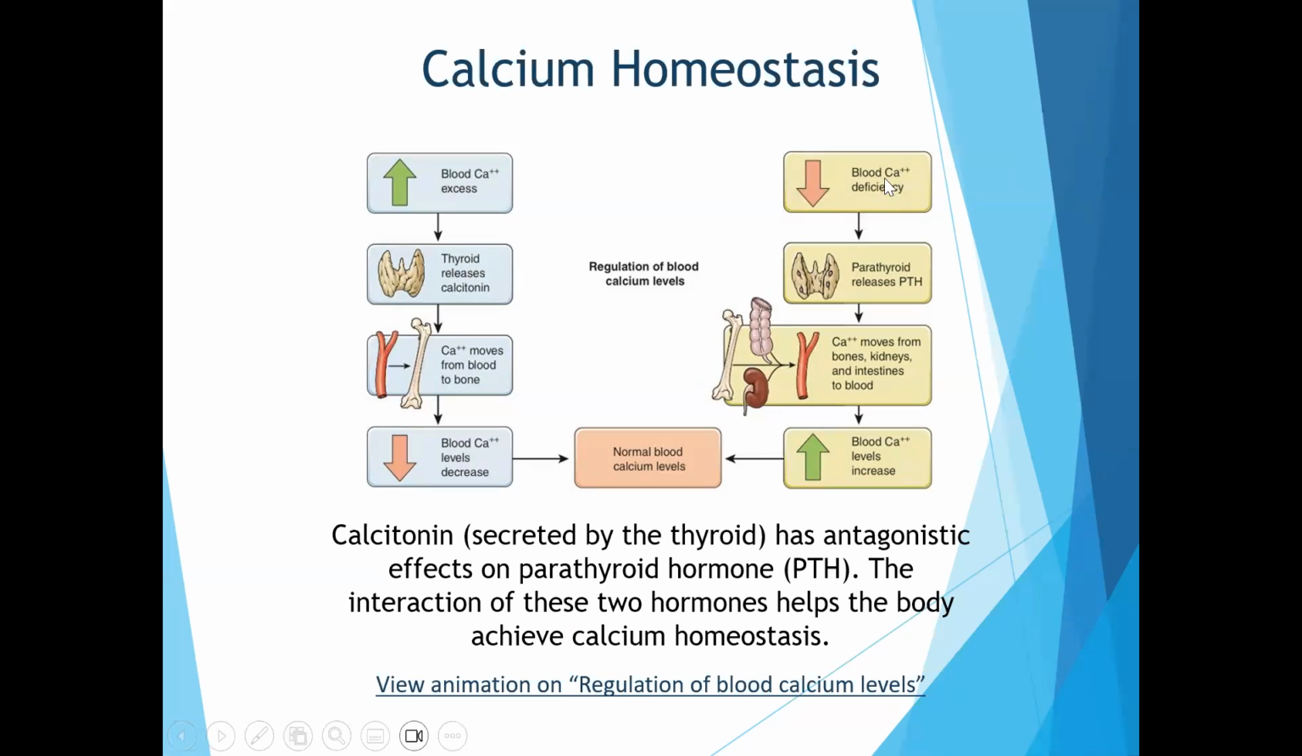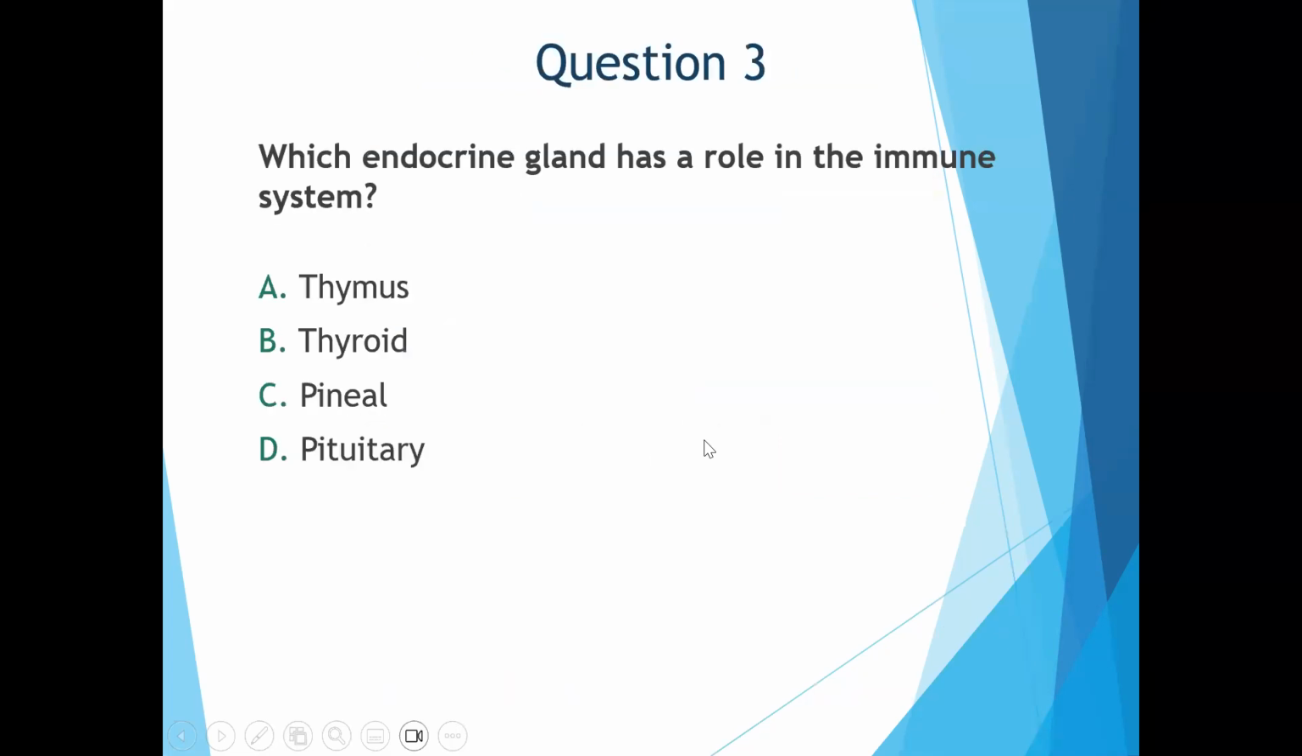If we don't have enough calcium in our blood, the parathyroid is going to release parathyroid hormone. The calcium is going to move from our bones, our intestines, our kidneys. It's all going to go back to the bloodstream, which then causes an increase in our blood calcium levels. So it's all a balance between the release of calcitonin and the release of parathyroid hormone to make sure that our blood calcium levels stay normal.